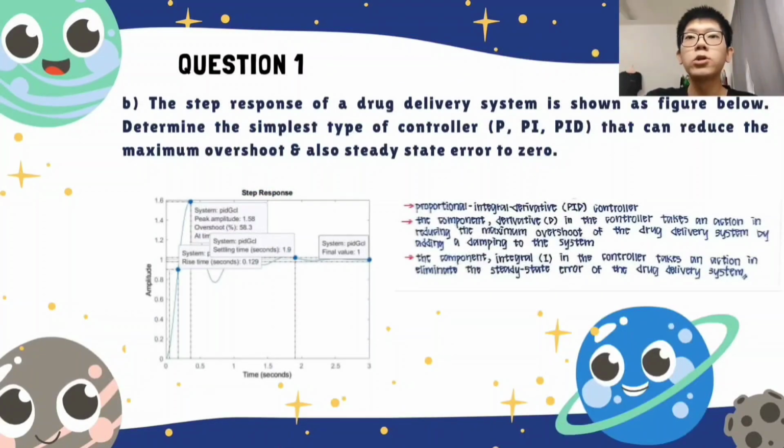For question 1B, the question asks us to determine the simplest type of controller that can reduce the maximum overshoot and also steady-state error to zero. So we know that to reduce the maximum overshoot, we need to use the derivative component which is D in the controller, and to reduce the steady-state error to zero, we need to use the integral component I in the controller. Therefore, the simplest type of controller that we can choose is PID controller.